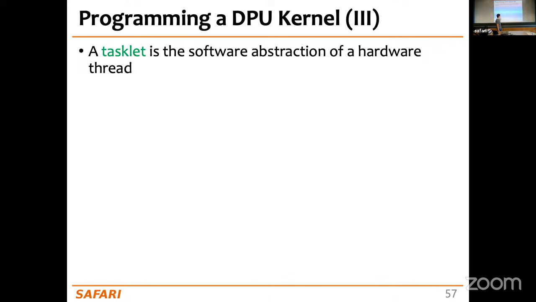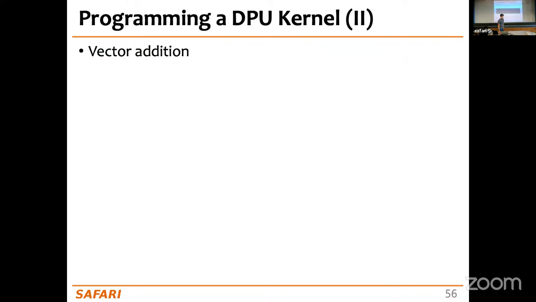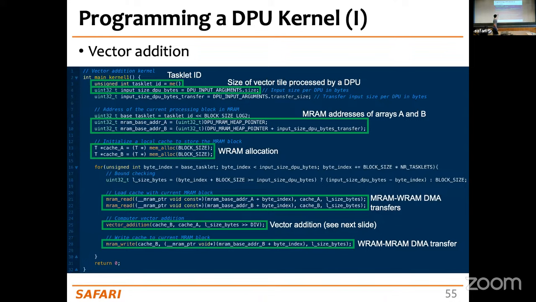A tasklet. Okay, now we are going to talk about the tasklets a little bit more. These threads that run on the DPUs. It's a software thread, or a software abstraction of a hardware thread. Each tasklet has its own memory space in WRAM. And that's indeed what we did here, right? These two memallocs of size block size are per tasklet. All tasklets are doing this.